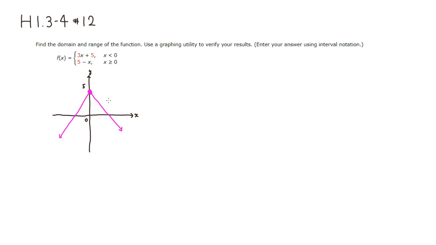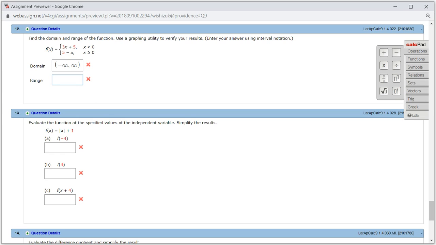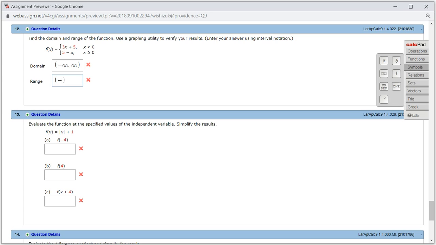As you can see, the range is the possible y values. This function takes any value up to positive 5. You cannot go beyond 5 since there's no graph there. But any number less than or equal to 5 would be the range. So starting from negative infinity, the highest value is positive 5. We include 5, so we're going to put the square bracket. So let's check the answer.